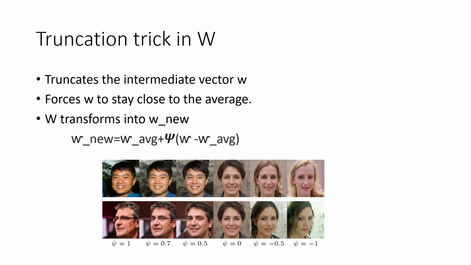One of the challenges in generative models is dealing with the areas that are poorly represented in the training data, because the generator is not able to learn them and create images that resemble them. To avoid generating poor images, StyleGAN truncates the intermediate vector W by forcing it to stay close to the average intermediate vector. This is produced by selecting many random inputs. In fact, the mapping network transforms into W new, where the value of psi defines how far the image can be from the average image.